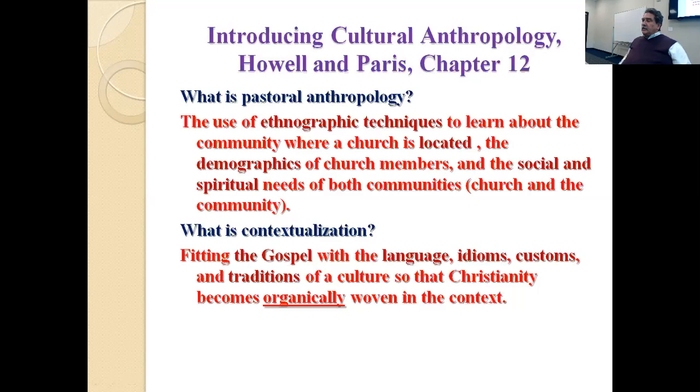That's where that course comes from, MI611, 612, and 651, where we gather information about culture, history, language, geography, economy, religious background of different people, and we want to use that information for two purposes: how to communicate the gospel and how to disciple and plant churches. We gather this information about where the church is located, the demographics of the church and the community, the social and spiritual needs of both church and the community.